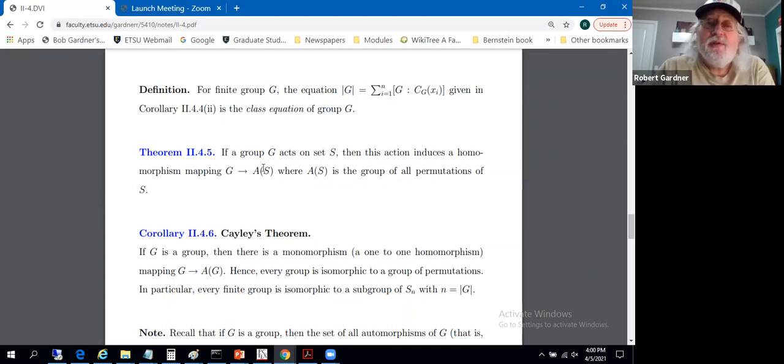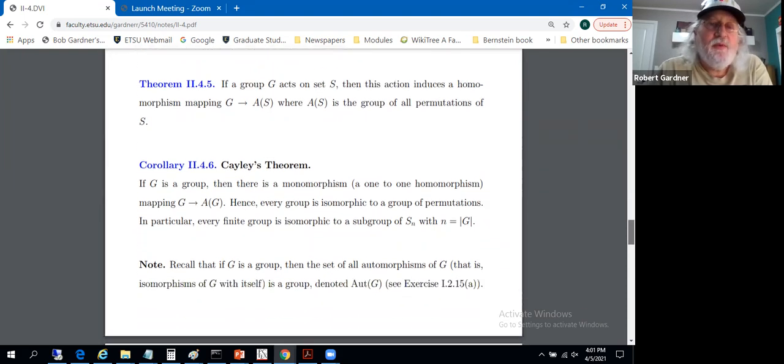Recall, this told us if group G acts on set S, then this action induces a homomorphism mapping between group G and the group A of S, the group of all permutations of set S. So we'll repeatedly in the remainder of this section refer to the homomorphism induced by the group action. It's that homomorphism of theorem 2.4.5.